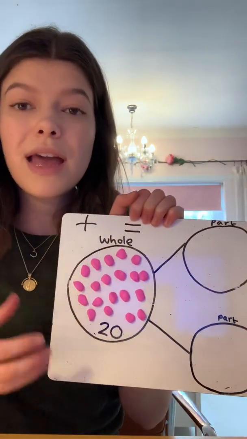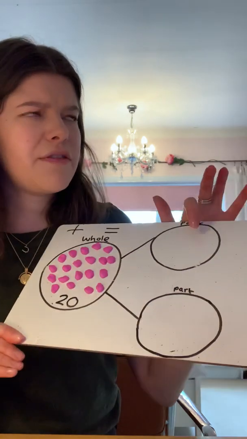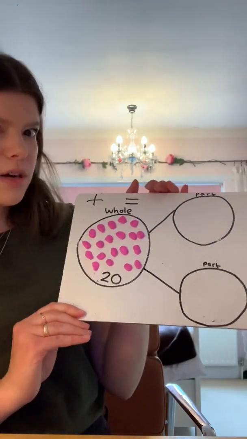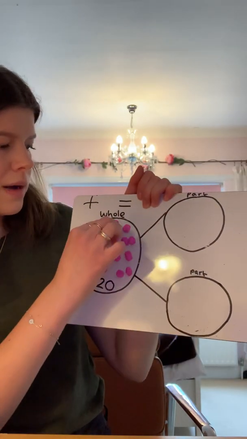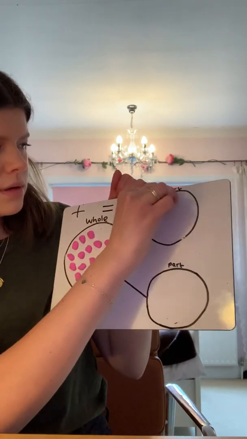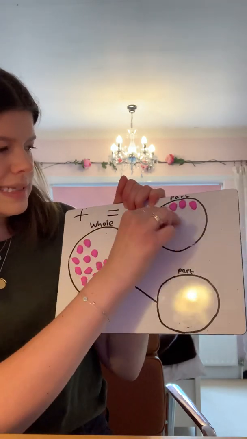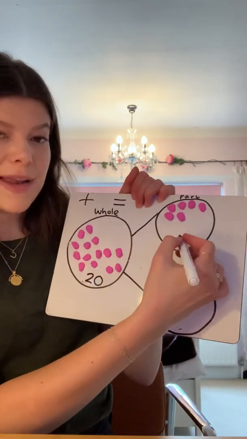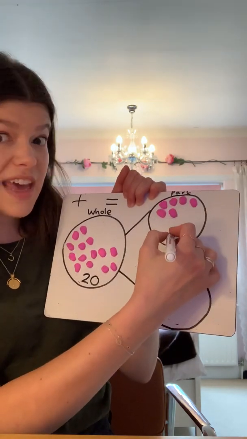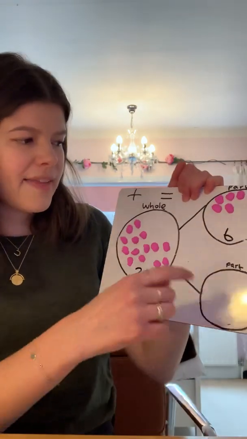Because I want to show how many different ways I can make 20, so I need to think of another number. I did 5 here last time. Let's try 6. Let's try one more. Okay, so let's put 6 in this part. Count with me. 1, 2, 3, 4, 5, 6, and stop. How many in this part? 1, 2, 3, 4, 5, 6. If I forget, I just count again. 6 in that part.